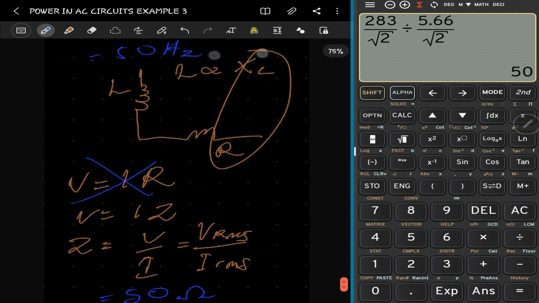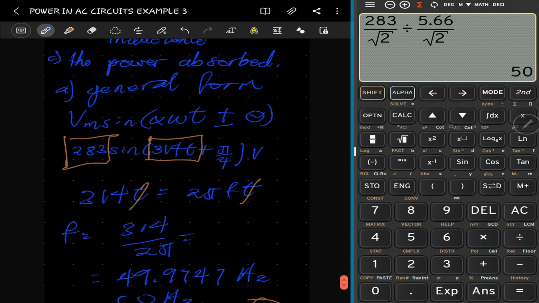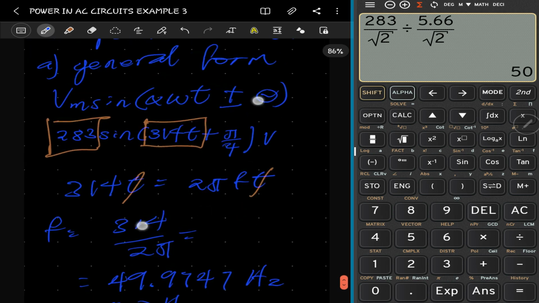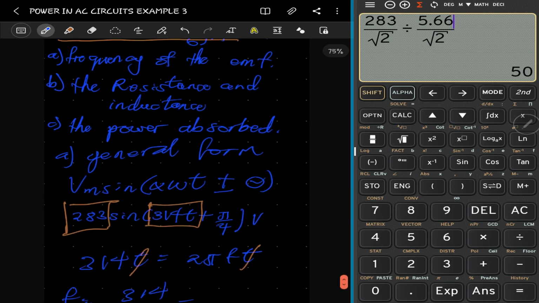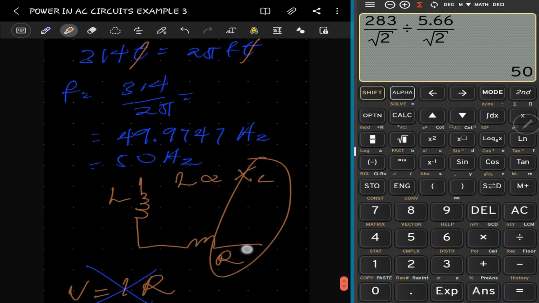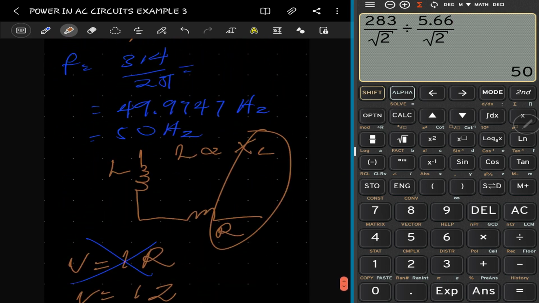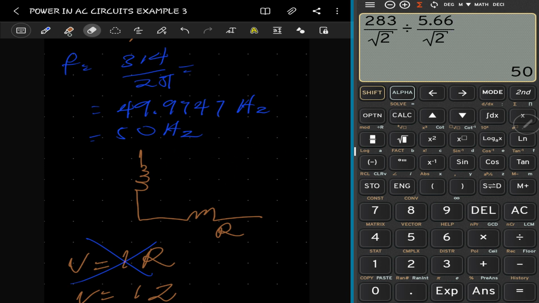Okay. Now that we have this, the question wants us to find the resistance and the inductance, right? And we know these are components of the impedance. So let's go over this one more time. We have XL here, and the impedance will be about here, right? So we can find this when we have the phase shift, right?